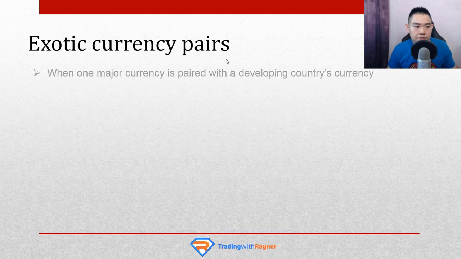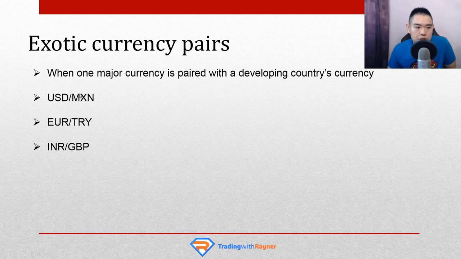And finally, the last type of currency pairs that we have is the exotic currency pairs. This is when one major currency is paired with a developing country's currency. So for example, US dollar against the Mexican peso. US dollar is a major currency, and the Mexican peso is a developing country's currency. So again, this meets the requirement: one major currency is paired with a developing country's currency. Next one, the euro against the Turkish lira. Euro is a major currency. Turkish lira is a developing country's currency. And finally, the Indian rupee against the British pound. Again, this is what we mean by exotic currency pairs.